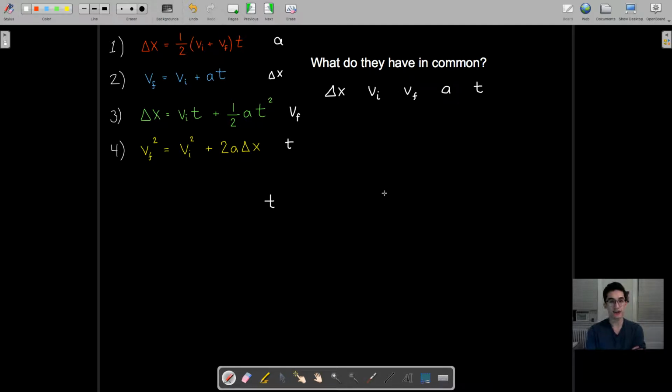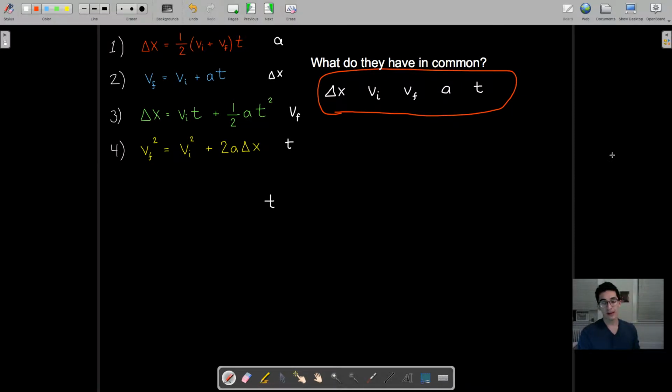And the deal here is that if we know at least 3 variables out of this group, then we'll be able to find the other 2 for sure. We just need to know 3 of them. However, we need to know 3, okay? If we only know 2 of these variables, there's nothing we can do about it.